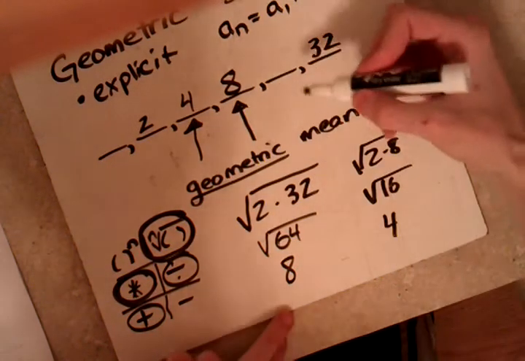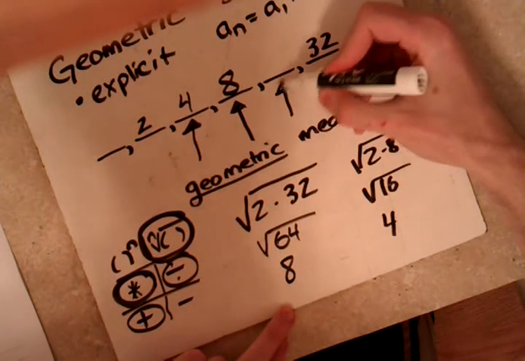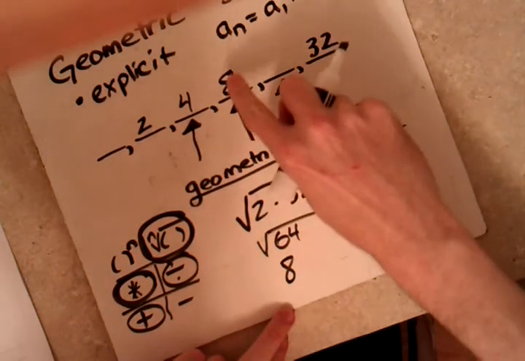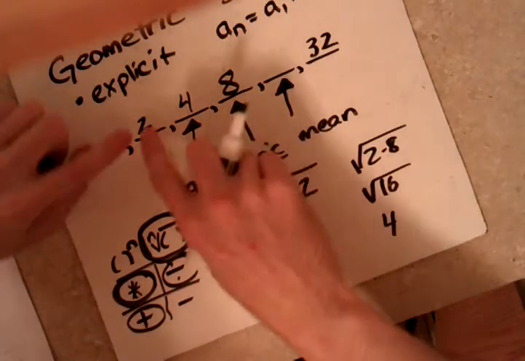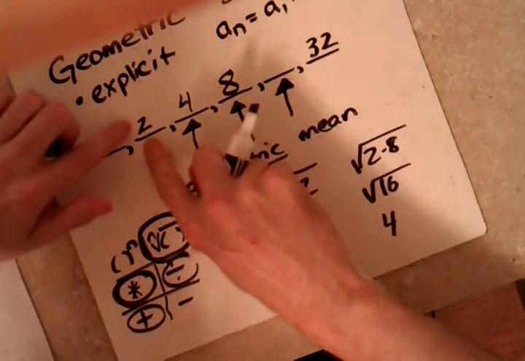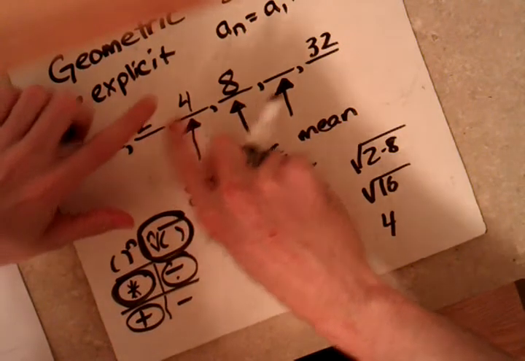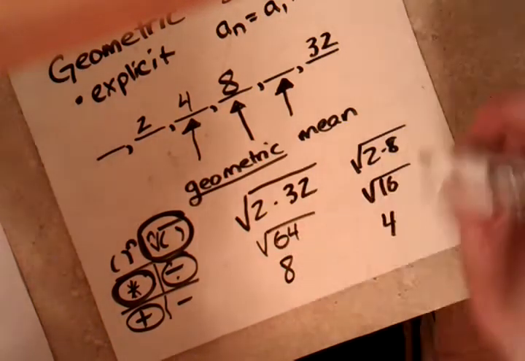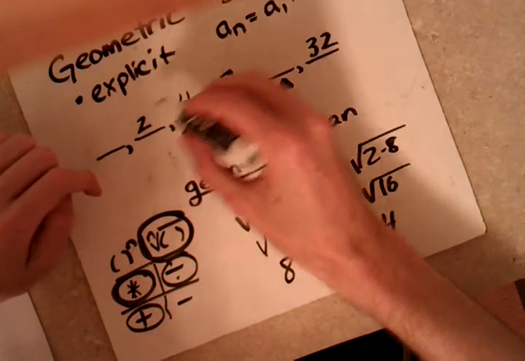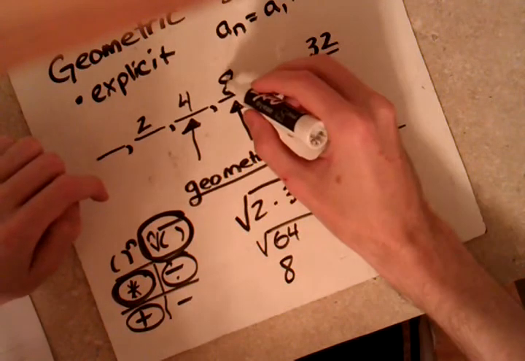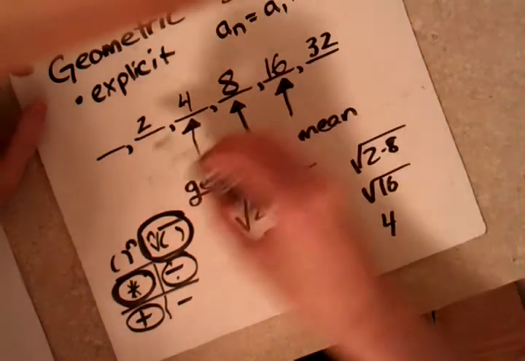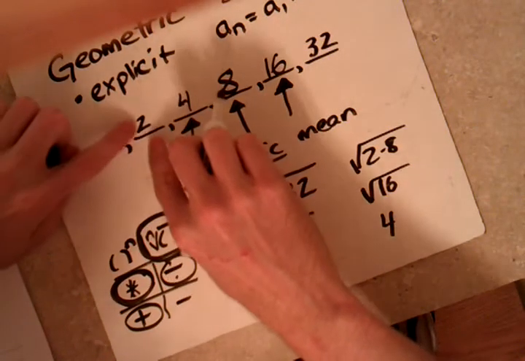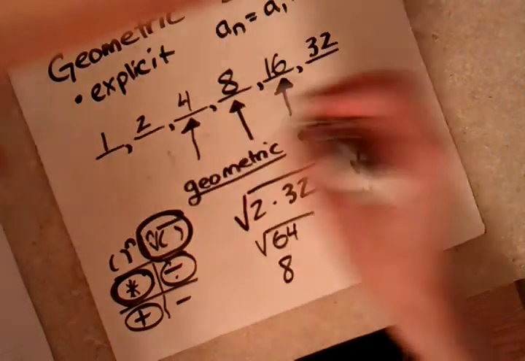And I could technically go back and do the geometric mean again and find this one, do the square root of 8 times 32, but I don't really need to do that because now I've got a couple in a row here. What am I multiplying by to get from 2 to 4? Well, I'm multiplying by 2. 2 times 2 is 4, 4 times 2 is 8, 8 times 2 would be 16. Or if I go the other way, what number times 2 gives me 2? Well, 1 times 2 does.